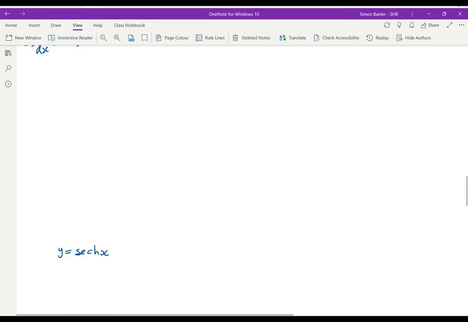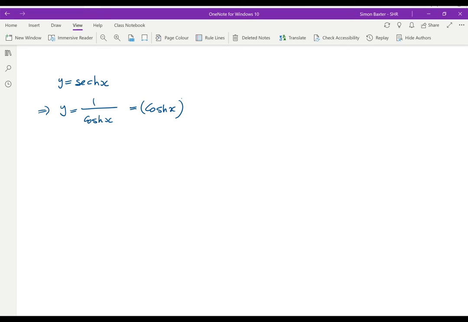Let's look at one more. How are we going to differentiate sech x? Well, the best thing to do is to start off writing it as y equals 1 over cosh x. How are we going to differentiate that? I hope that none of you are actually thinking of the quotient rule. We should really be thinking of this as cosh x to the minus 1 and using the chain rule.